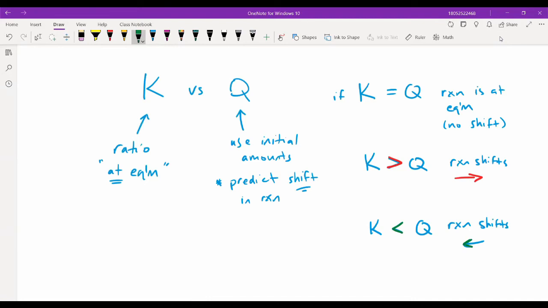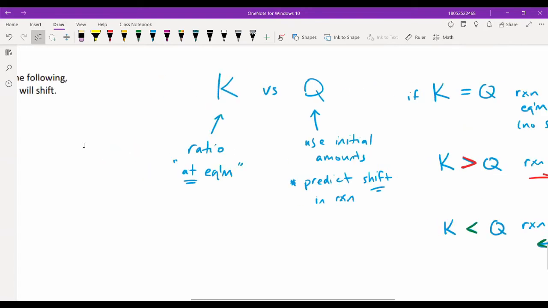So that's pretty much it. Write K first, and then use the same rules as before. You don't include solids and liquids. You want to have pressures in atmospheres or concentrations in molarity.